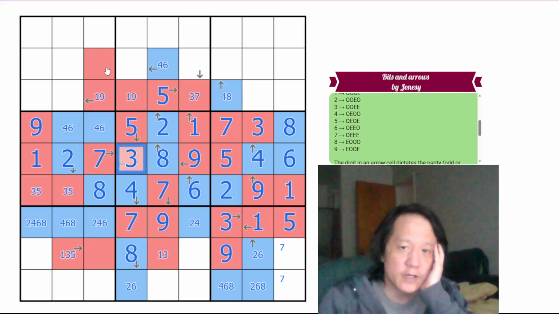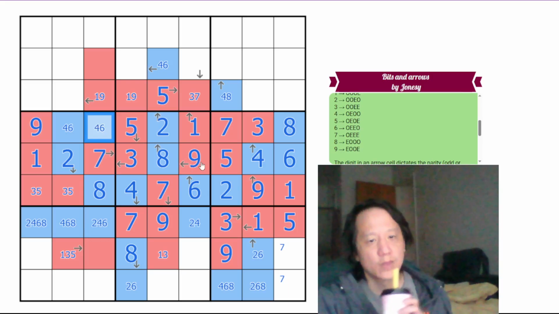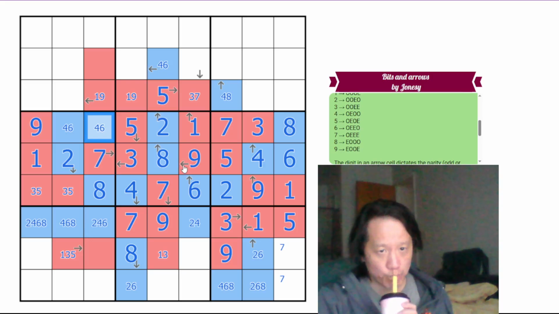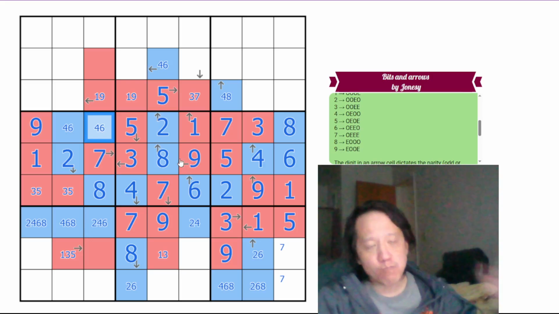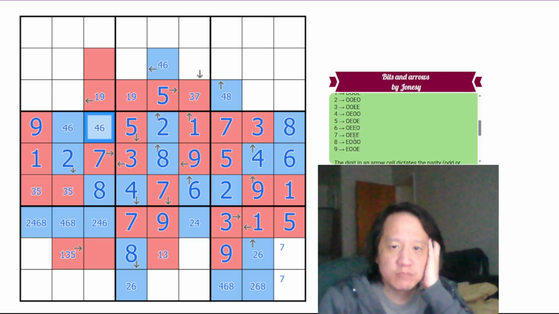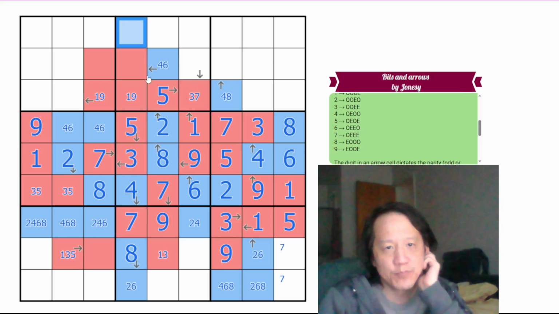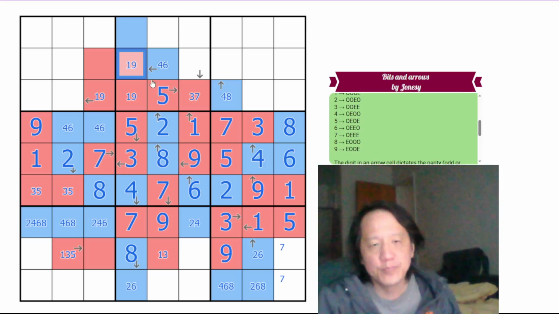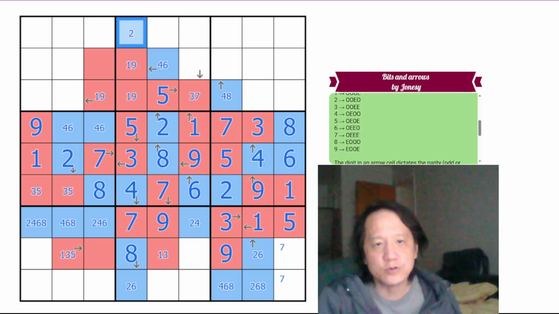1 or 9 has odd, odd, odd, even, or even, odd, odd, even. 4 or 6 here means this is odd, even, odd, odd, or odd, even, even, odd. So either way, this is odd. So we have 5 odd digits now in column 4, so this must be even. So this is 1 or 9. This has to be 2 or 6.